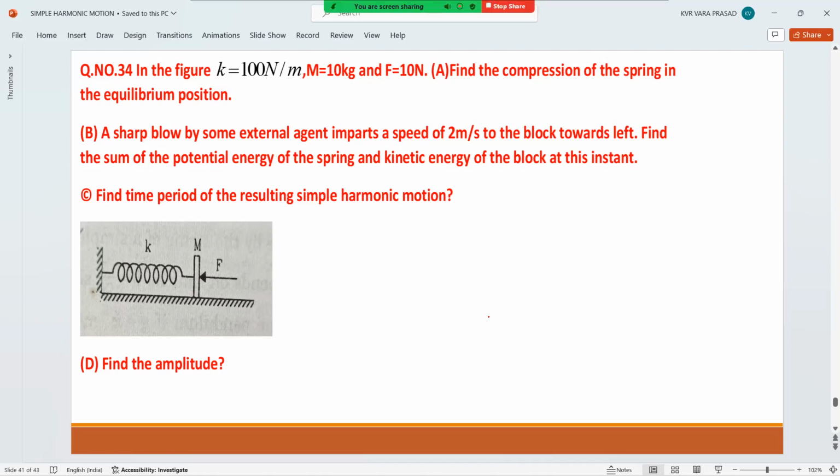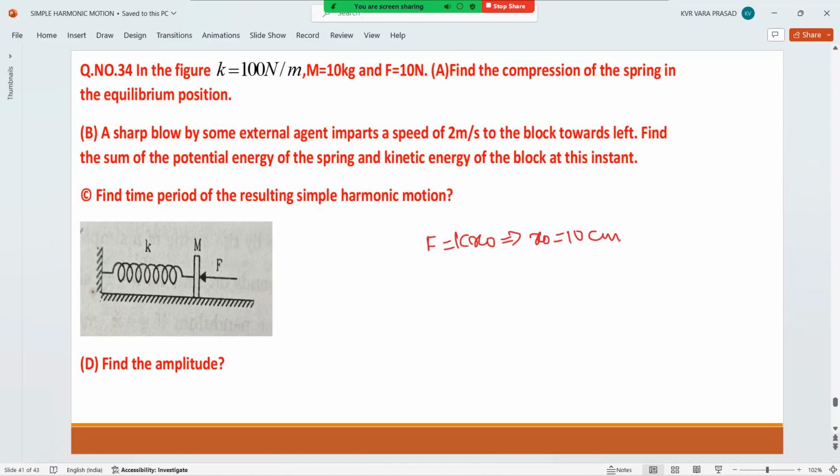So first one, what we can do here, it is asking compression, right? We can write F equal to K into X naught. When applied force is balanced by spring force, then it will be in equilibrium, right? F value given 10, K value 100. That means compression is equal to 10 centimeter. So first one.